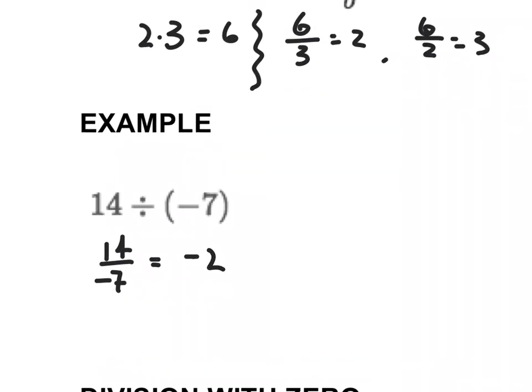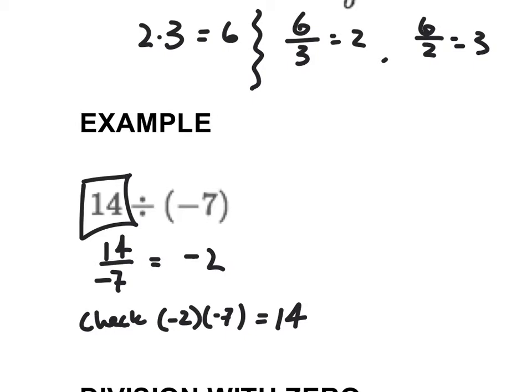Then I can check it. I have negative 2 times negative 7. Two negatives make a positive, and 2 times 7 gives me 14, which is what we started with. So you can always check your work by doing multiplication.